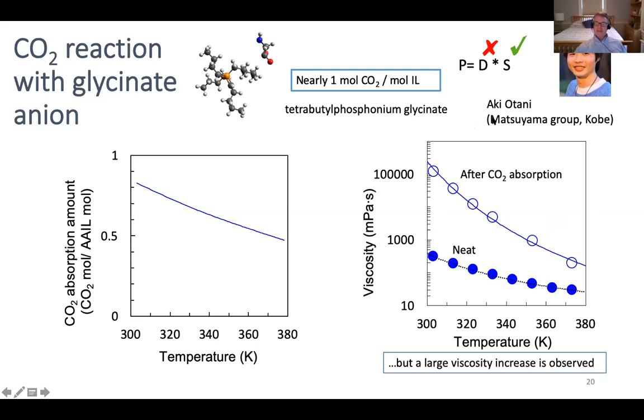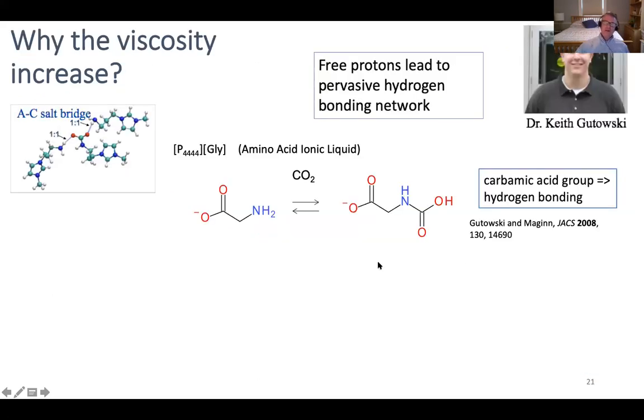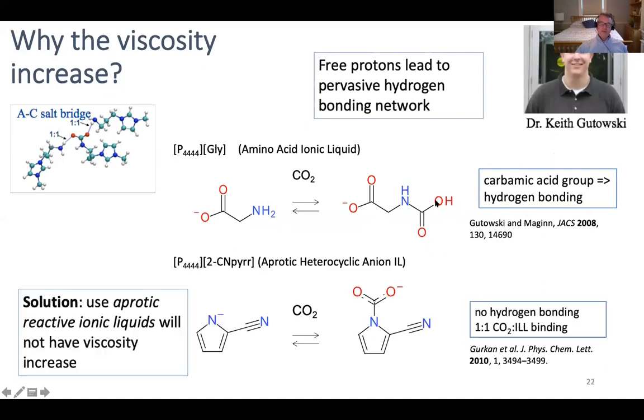And since the viscosity is high, that tells you that the diffusion of the gases through this very viscous liquid is going to be very small. And so that's going to hurt you, right? So that's not good. So we had done work a long time ago, a postdoc, Keith Gutowski, in my group, and he showed that the reason for this high viscosity increase is that this carbamic acid group is capable of forming hydrogen bonds. So you could think about making reactive anions that don't form hydrogen bonds, something like this, or an aprotic reactive ionic liquid.